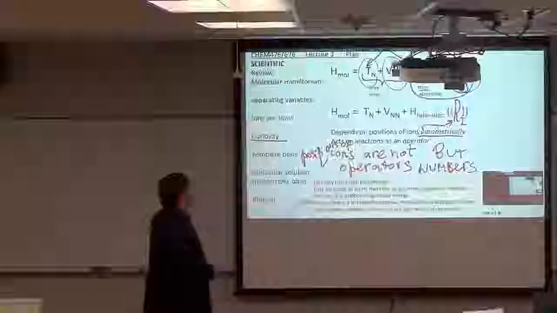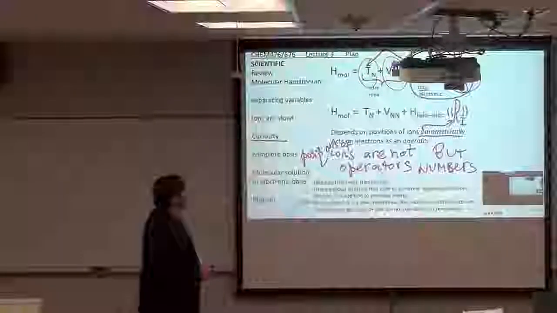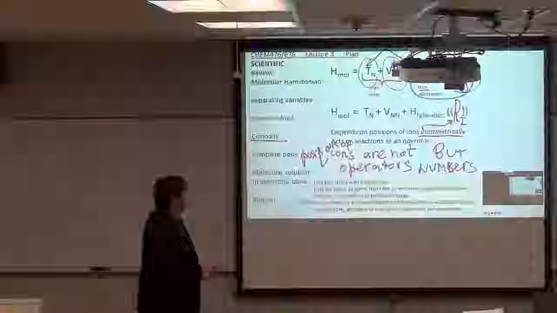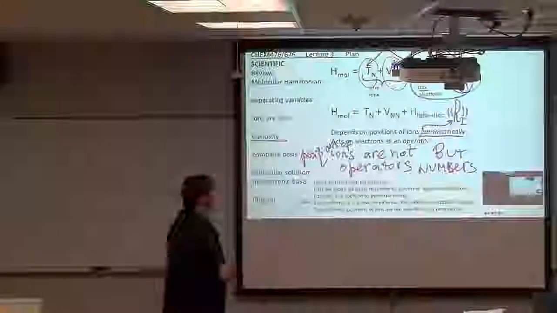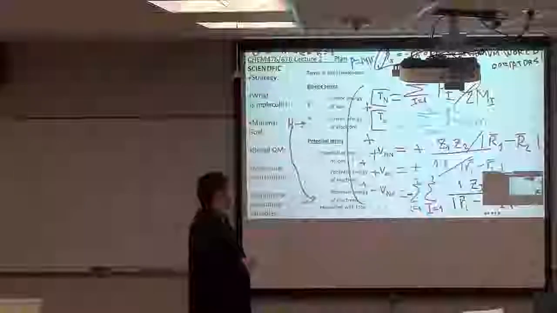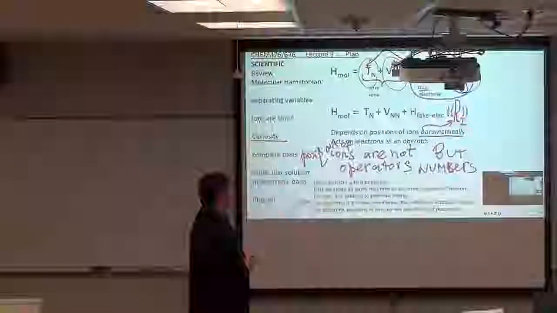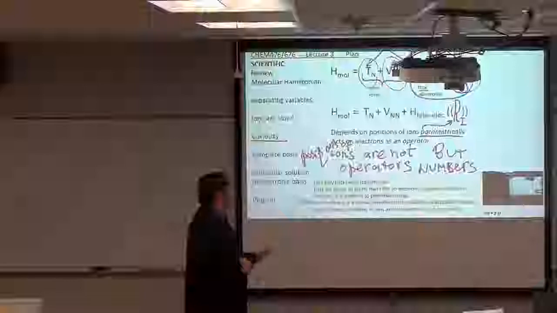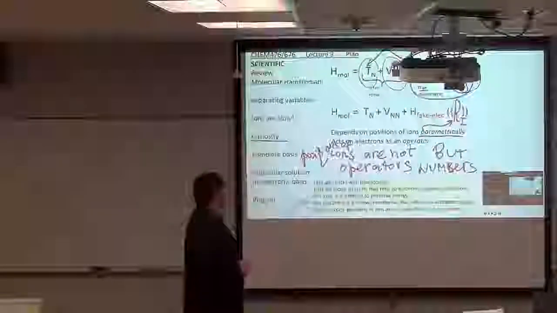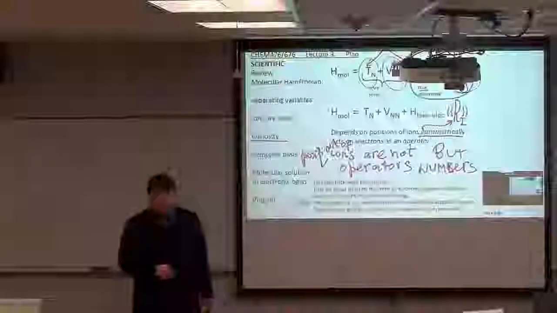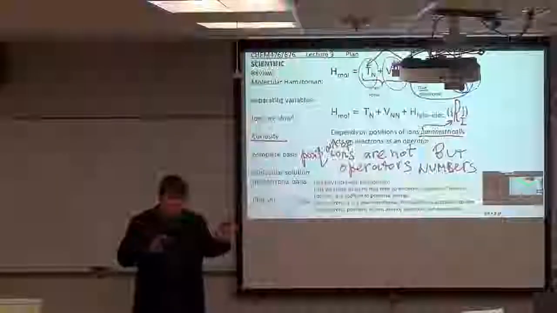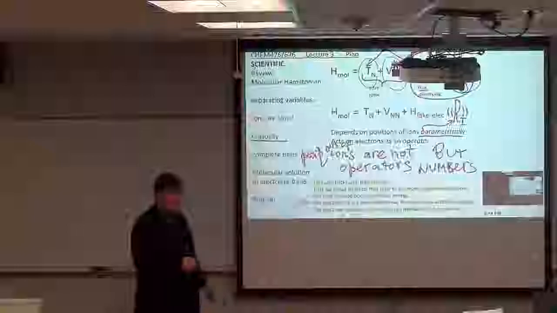So what we did, we regrouped terms. Everything that is more or less related to electrons is our electronic Hamiltonian, and everything that deals with nuclear degrees of freedom we keep in the molecular Hamiltonian.